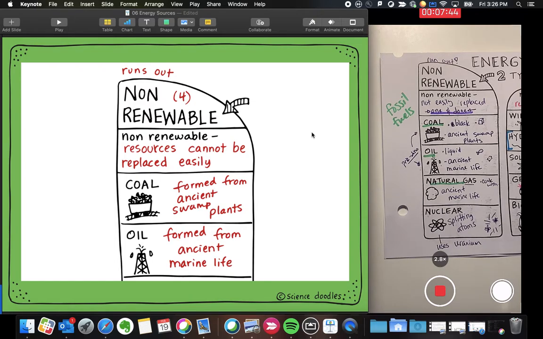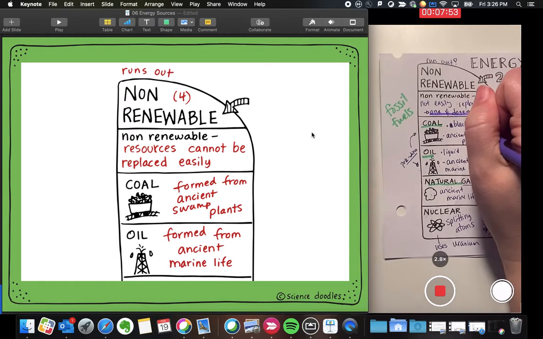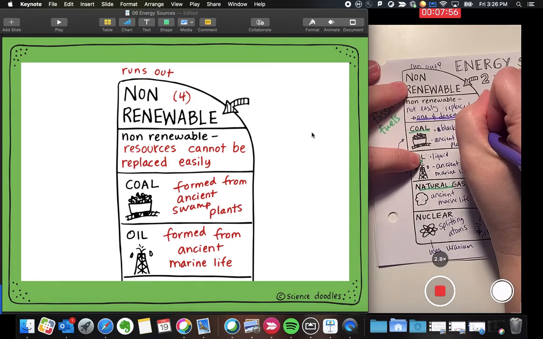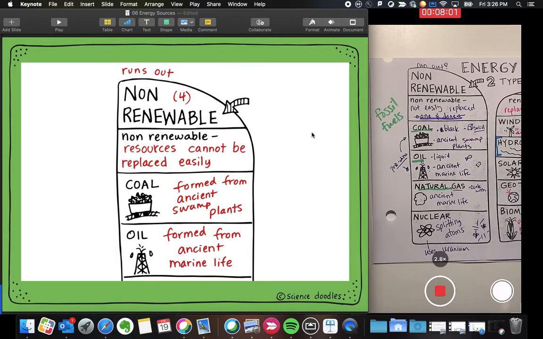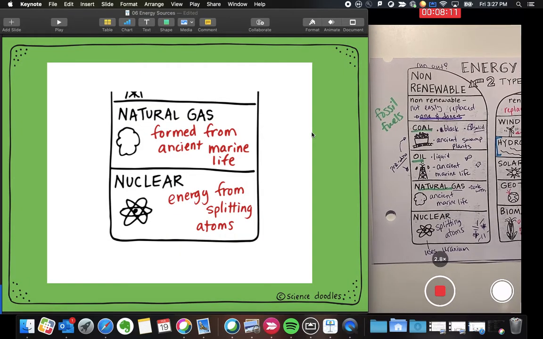So non-renewable energy is energy that is not easily replaced. It is a one and done. And then my coal is black. It's a solid. It's a black solid, and it's from ancient swamp plants. And then I get our oil formed from ancient marine life. Our natural gas formed from ancient marine life again. And then nuclear. It's from the energy from splitting atoms.